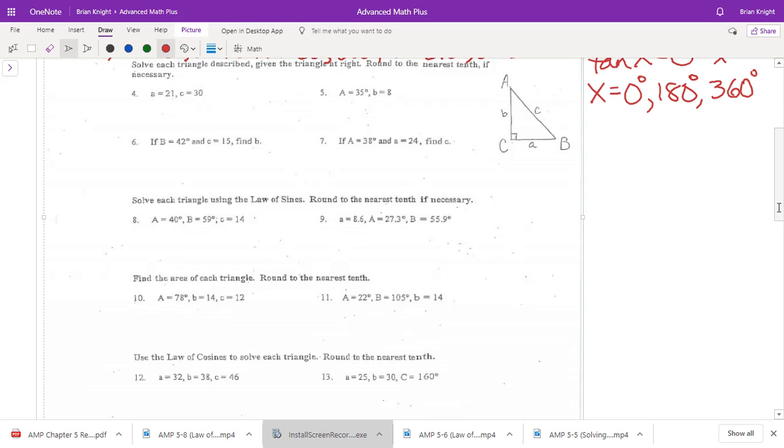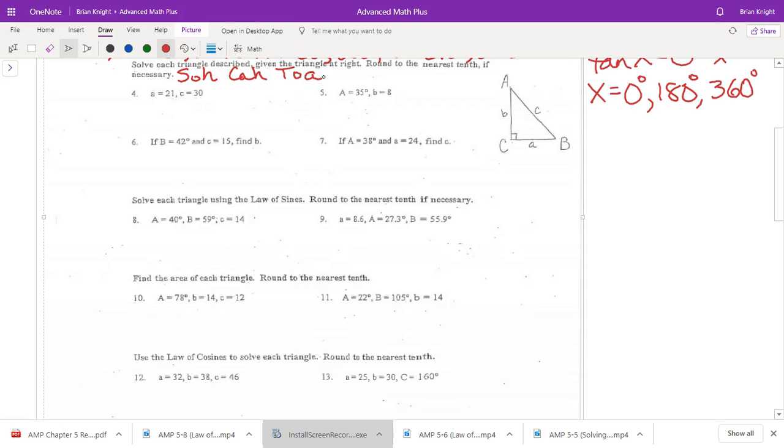All right. 4, 5, 6, and 7. On these problems, people start trying to overthink them. What kind of triangle is this right here? It's a right triangle. So you are just doing your basic trig stuff that we learned at the beginning of the lesson. SOHCAHTOA, however you want to think about it. I'm going to use SOHCAHTOA. Why?